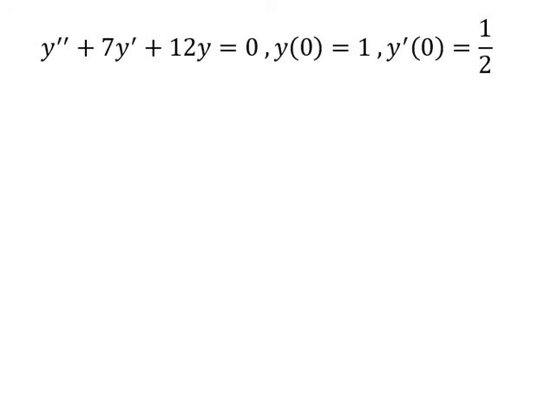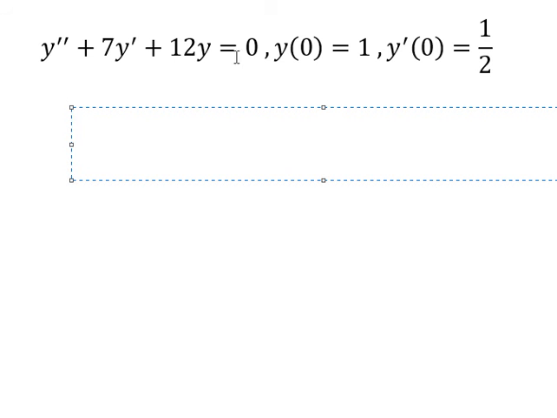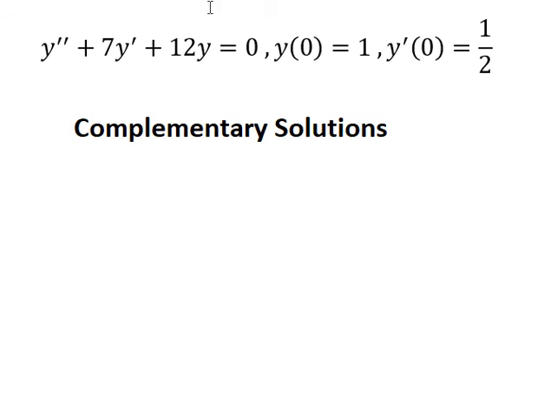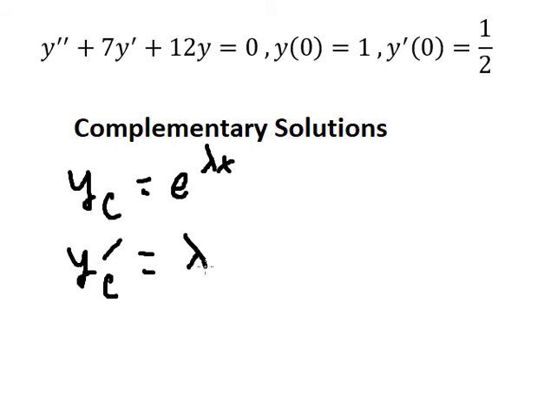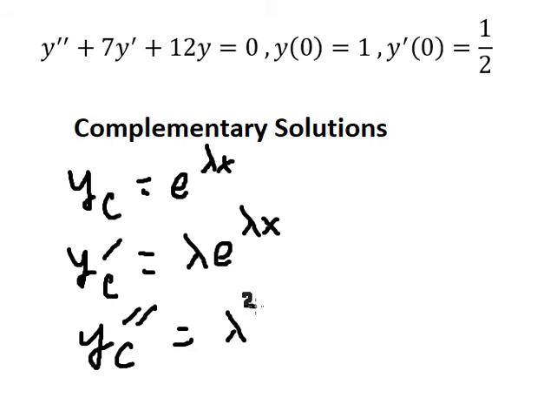So now I want to show you how to answer this one, which equals 0, that is about complementary solutions. So I will put yc equals e to the power of lambda s. Later we need to first find the derivative of yc, and we have lambda e to the power of lambda s. Next we need to find the second derivative of yc, and that is lambda squared e to the power of lambda s.